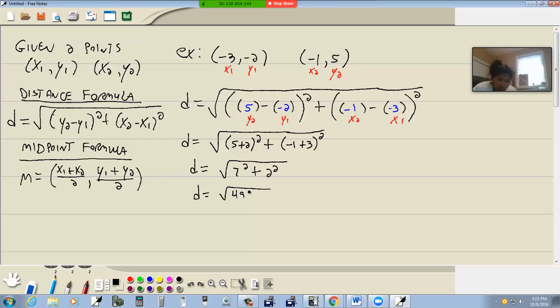7 squared is 49 plus 2 squared, which is 4, which gives us square root of 53. Now I believe that's prime, so that'd be our answer.